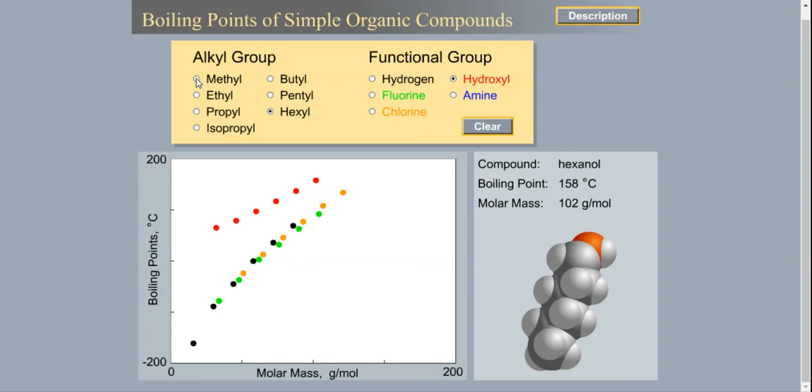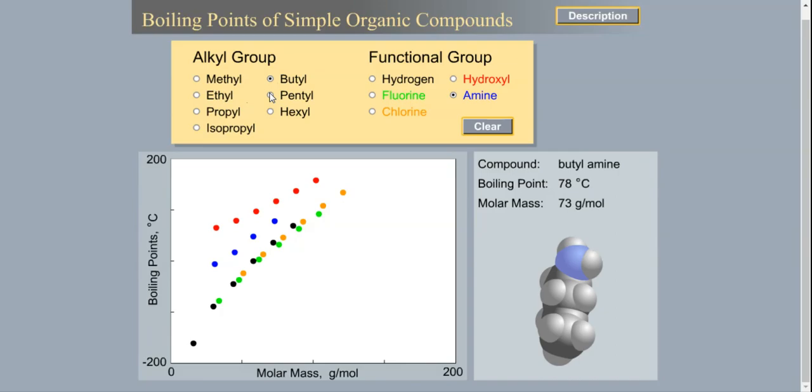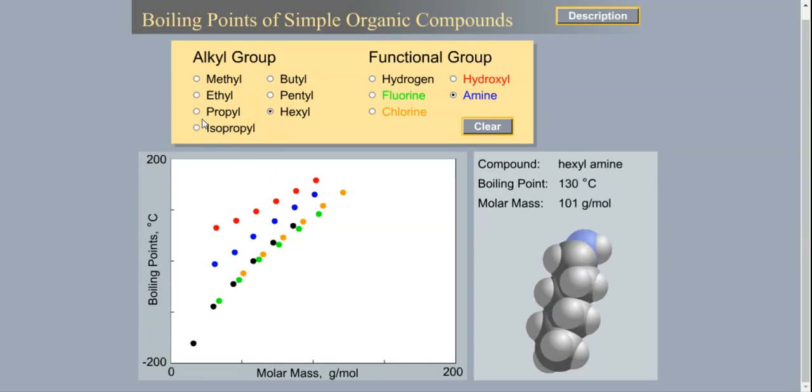The amine is similar, but the hydrogen bonding is not as strong, and therefore the boiling point is not as high. So have fun exploring. I've deliberately left out the isopropyl. Have fun seeing what effect that has.